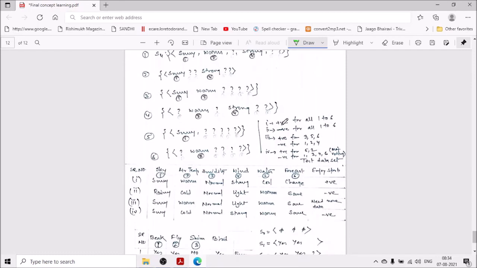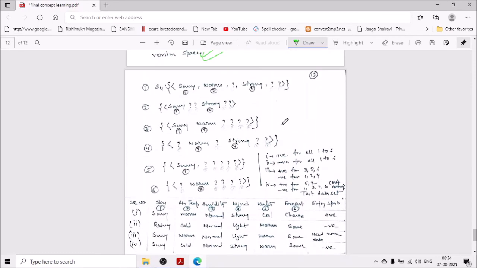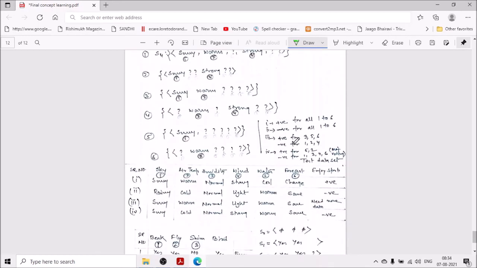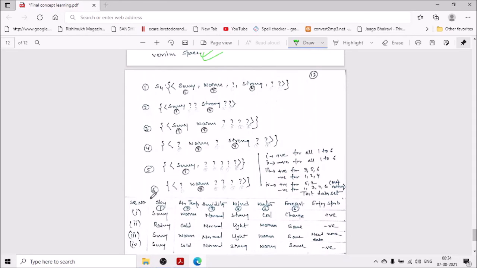Now we can see one simple example, the use of that hypothesis. Say already we know we have the 6 hypotheses. We have identified the 6 hypotheses: 1, 2, 3, 4, 5, 6. Now we have a test data. This is our test data.